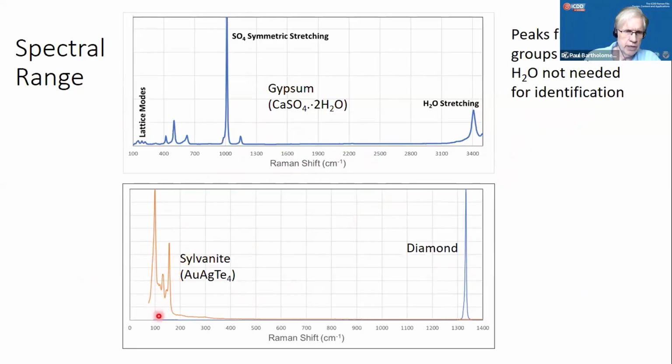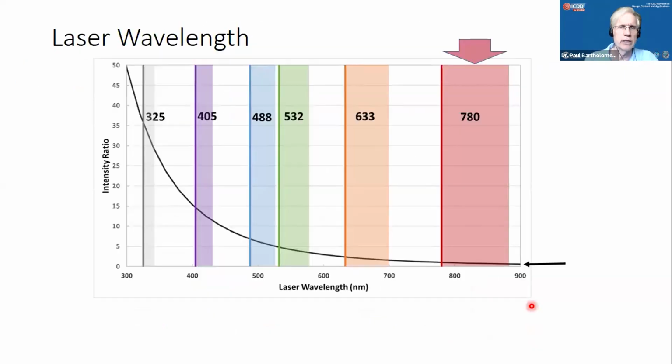Sylvanite, its strongest peak is right about 100 wave numbers. Diamond, its only significant peak is out here between 1300 and 1400. So if we can get below 100, that's great. We need to get up to about 1400 for minerals. For other subject matters, we'll have to look at what the possibilities are.